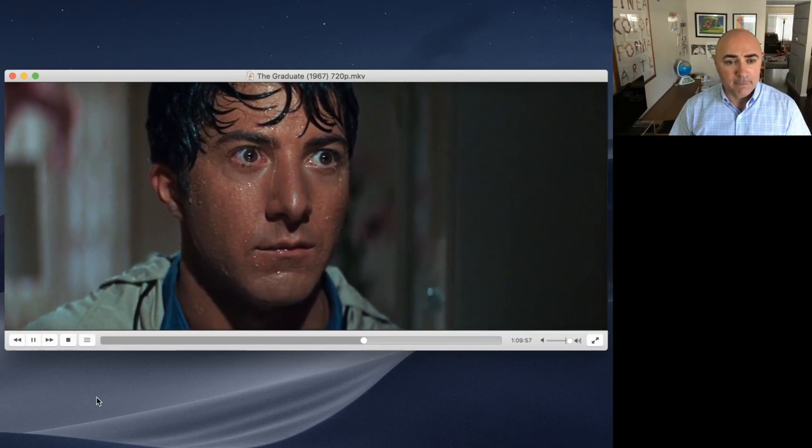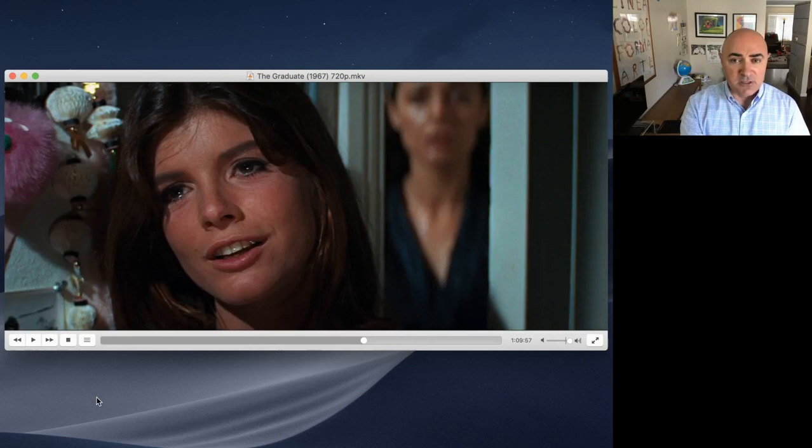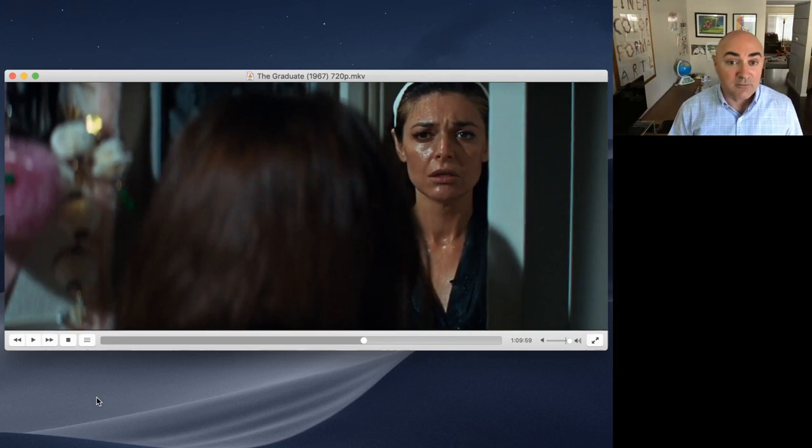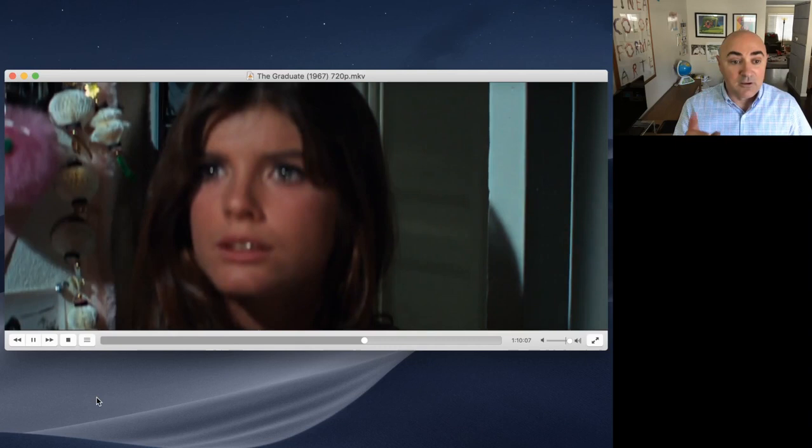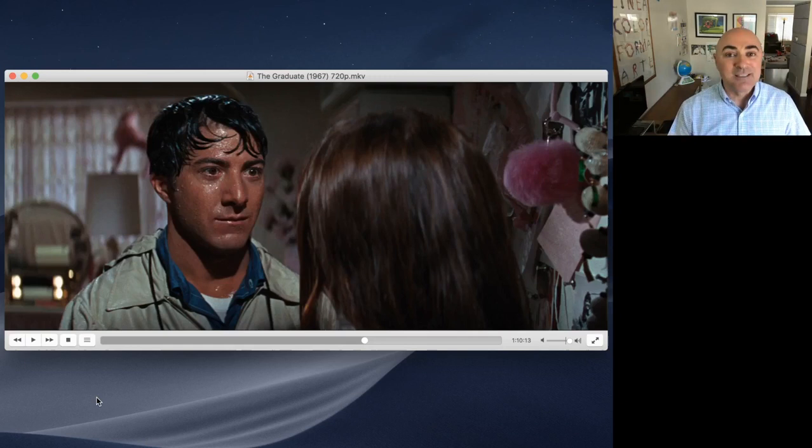So who's in focus here? Elaine. How quickly does the focus shift to Mrs. Robinson? Instantly. Why? Because Elaine sees her instantly. Boom. Very fast rack focus. She walks out of the shot. Elaine turns back. Elaine's not in focus. Let's let the shot play out. Elaine's not in focus. She comes slowly into focus. When is she in focus? When she finally realizes it.